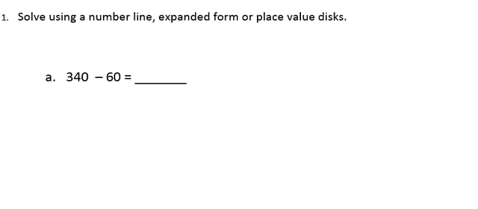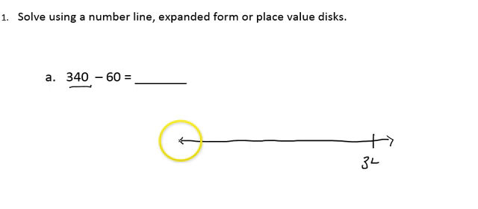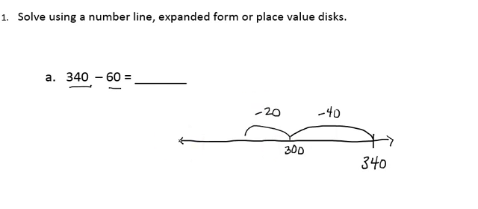I'm going to start by using an open number line to solve 340 minus 60. I'll draw my number line, and I'm going to start with 340 at the right side, and from here I'll hop backwards 60. My first hop is going to be a hop of 40 because that puts me at the friendly number of 300. From there I'll hop back another 20, and that gives me my total of 60.